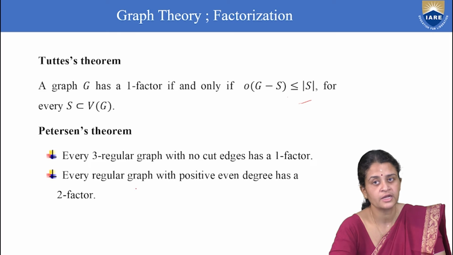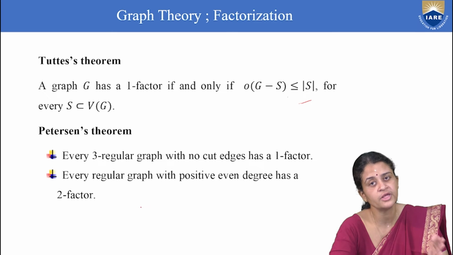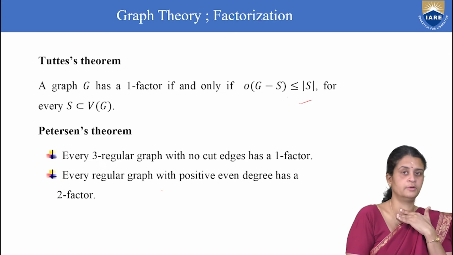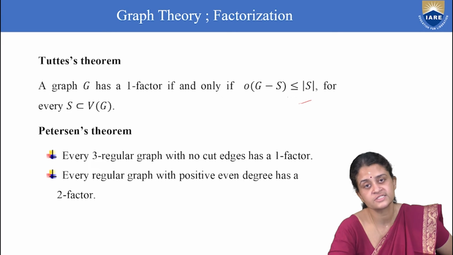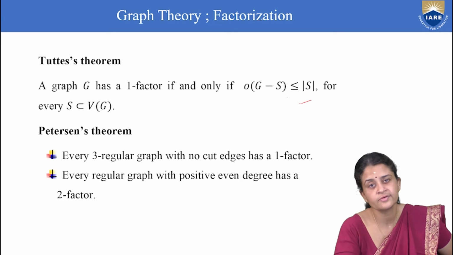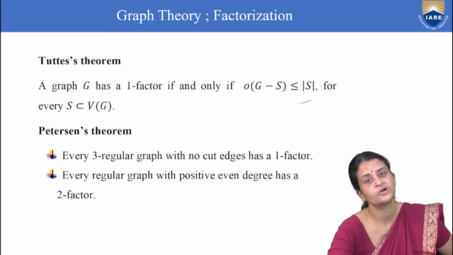Also, every regular graph with positive even degree has a 2-factor. Regular graph means every vertex is of the same degree. With positive even degree, the condition is that it is not only regular, it is of positive even degree. Then it has a 2-factor.